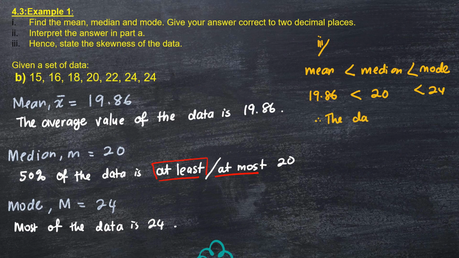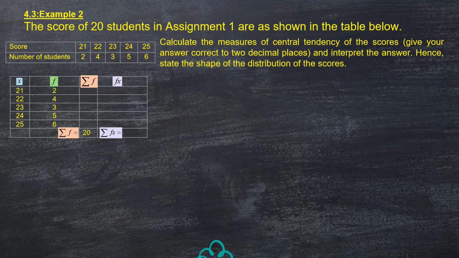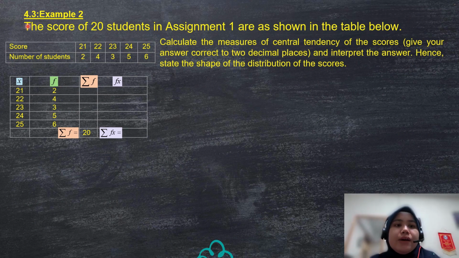Therefore, the data is negatively skewed. Okay, let's straight away go to our next example. Now let's move on to 4.3, example 2.